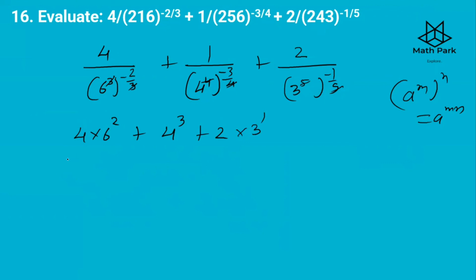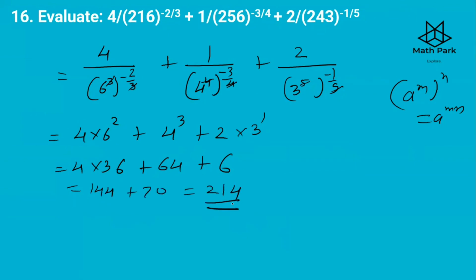Okay, let us add this all, simplify and add. So 6 square is 36. 4 cube is 64. 2 threes are 6. 64 plus 6 is 70. And 36 into 4 is 144 plus 70. We get this as 214, and we are done with this exercise.